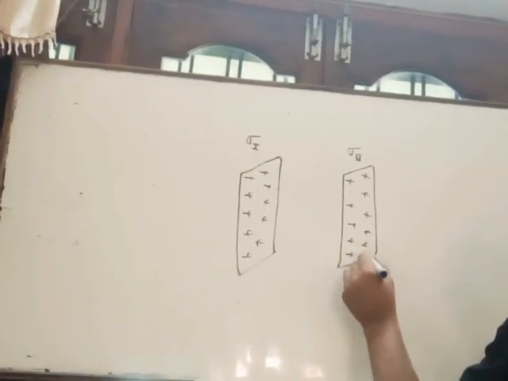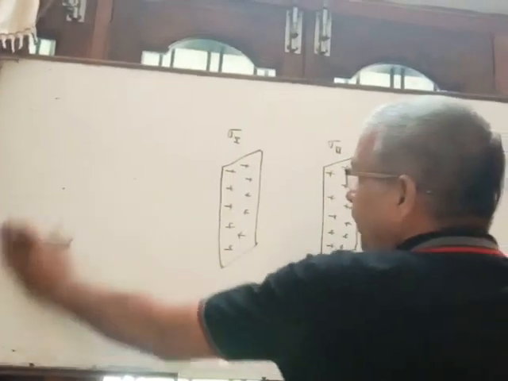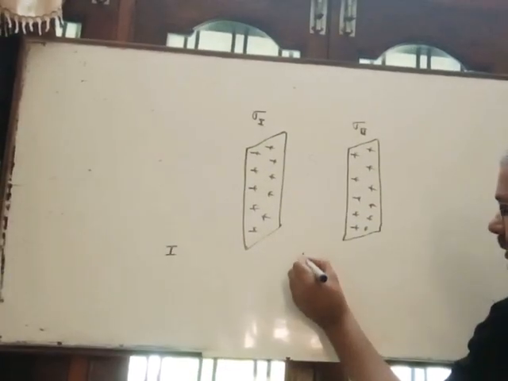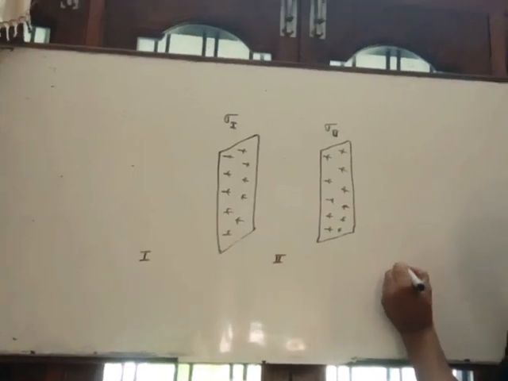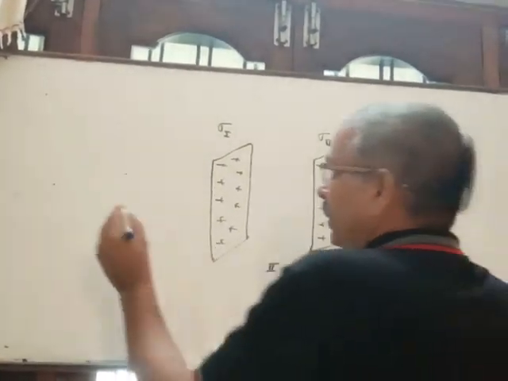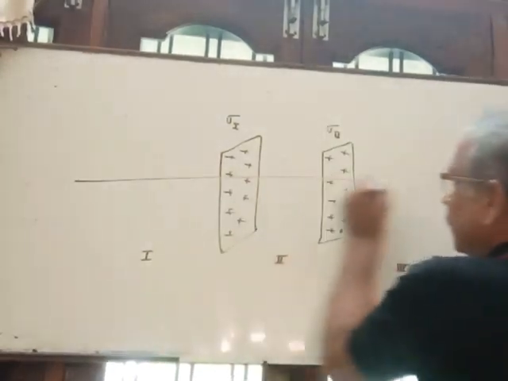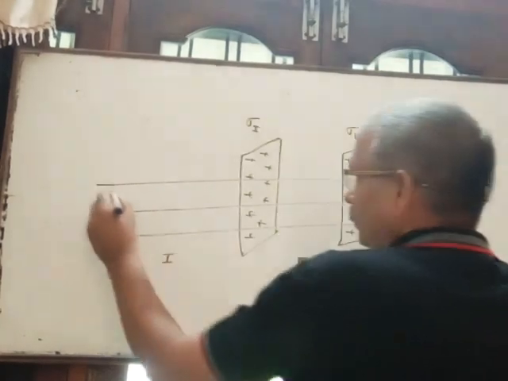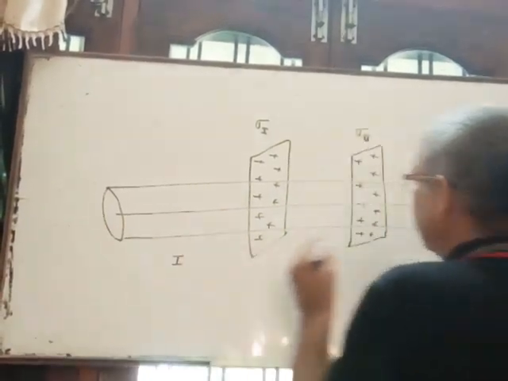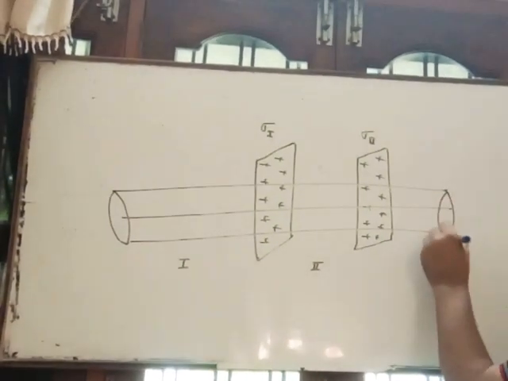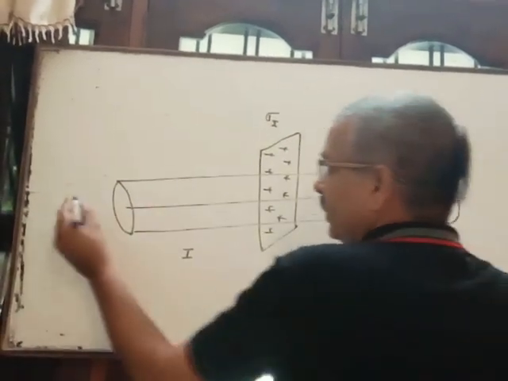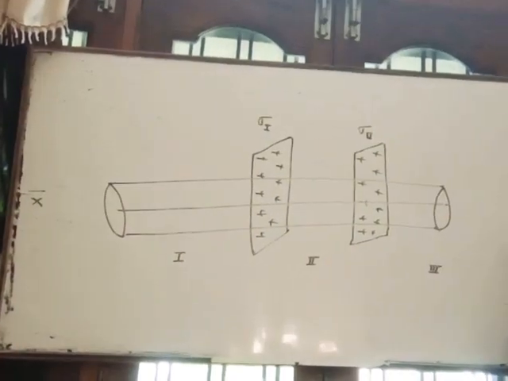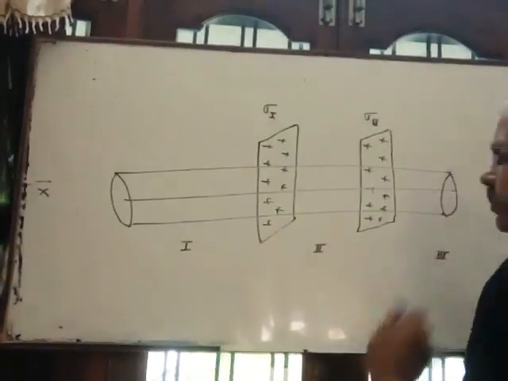So the whole space is divided into three regions. This board is divided into three regions. It is the first region, the second region, and this one is the third region. Clear? Suppose the first region lies along the x negative axis, the x positive axis, and the one in between them.